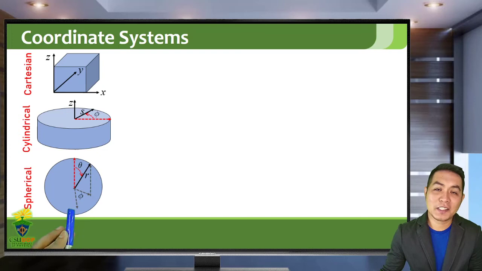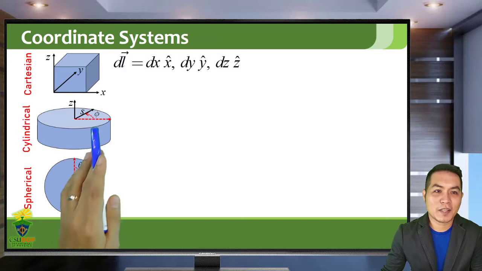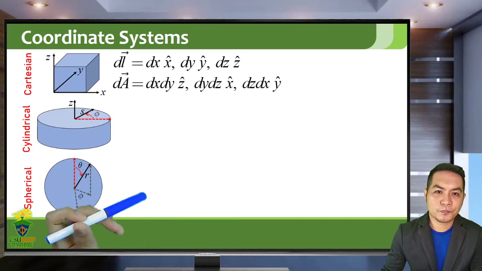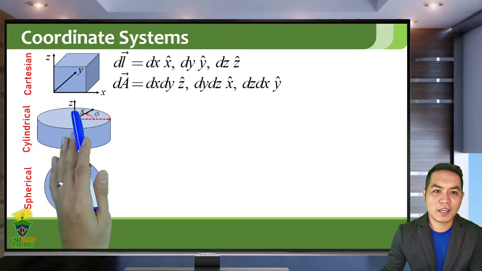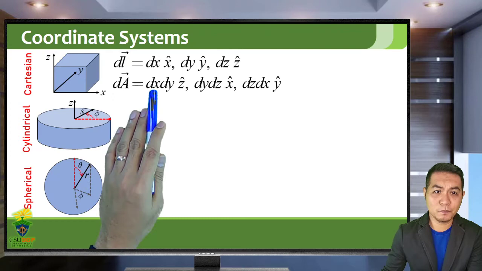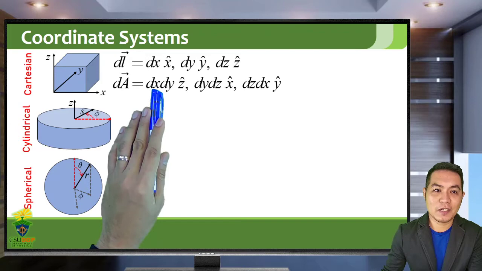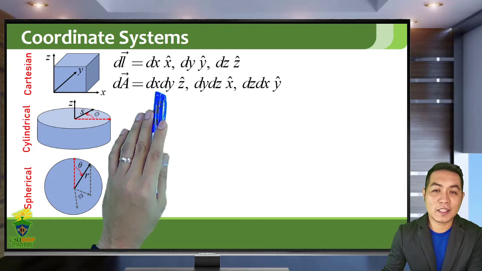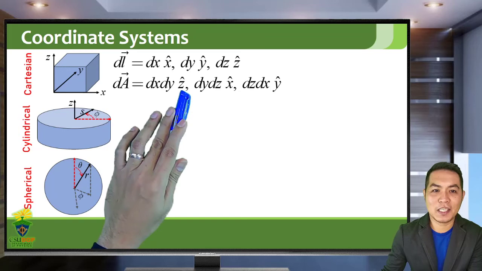So these are the differential lengths if you have a Cartesian coordinate system: dx, dy, dz. So these are the directions. If you have a differential length vector, it is x hat, y hat, z hat. If you have a differential area, then there are three possible areas for Cartesian coordinate systems. If you are integrating or working in the xy plane, then your differential area is dx dy, and the direction of that is z hat. Take note that the direction of the area vector is always perpendicular to the surface. So if your surface is the xy plane, then the perpendicular direction to that is the z axis, or the z direction. So for dy dz, x hat, for dz dx, y hat.